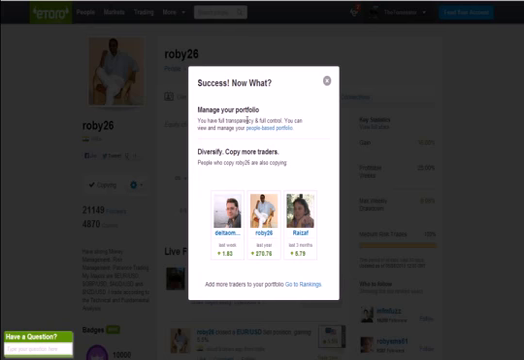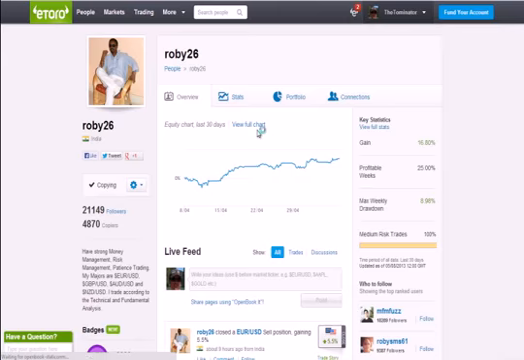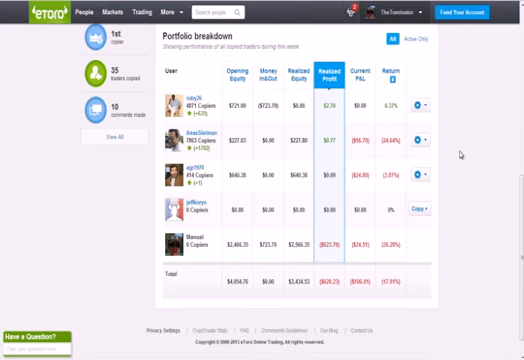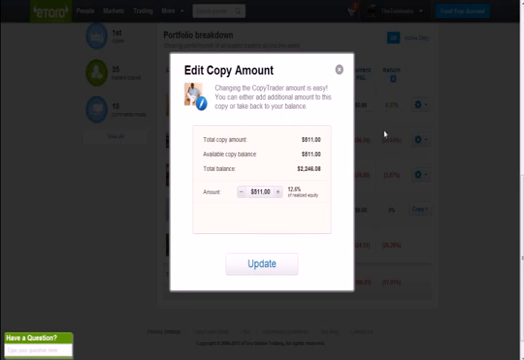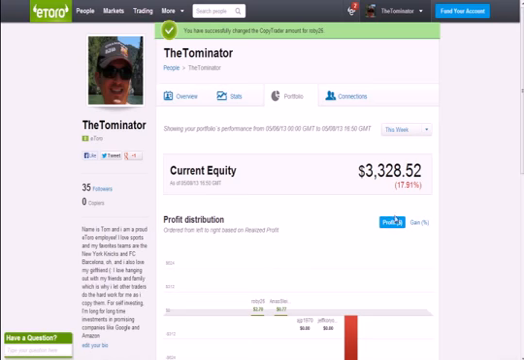You can view and manage your people-based portfolio. So let's click on it and see how we can manage our people-based portfolio. Over here, I can see all the people that I'm copying and also my manual trades. If I want to add or remove funds from one of the people that I'm copying, it's very easy. I can remove or add. And all I have to do is click update. And you have successfully changed the copy trader amount for Robbie26.